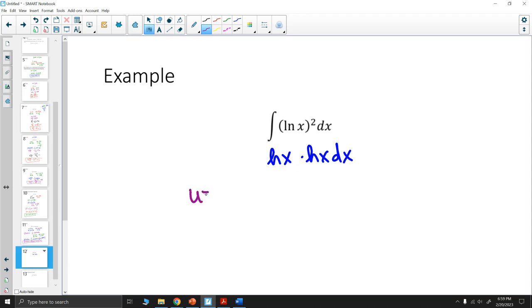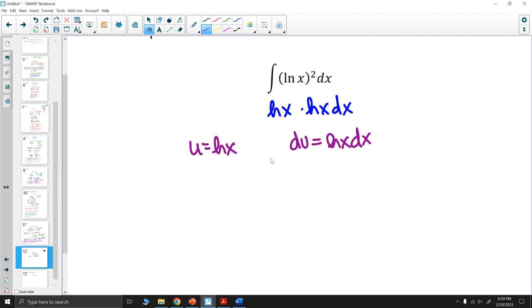So I'm going to choose my u to be natural log of x, and then my dv to be the other one, natural log of x dx. Again, a few things to know. I'm not going to choose ln of x to be a u in the u-sub concept because I'd need a 1 over x, and I don't have one. So the derivative of u is 1 over x dx.